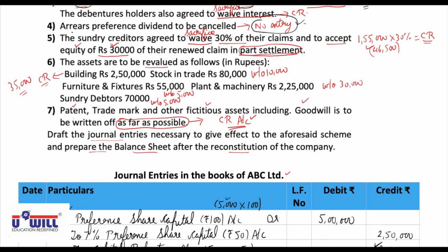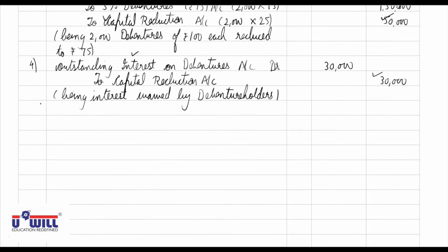Now fifth, the sundry creditors agreed to waive. Waive means sacrifice 30% of their claims. 1,55,000 are sundry creditors. 30%, 46,500 they sacrifice, which will be transferred to capital reduction. And to accept equity of rupees 30,000 in the renewed claim in part settlement. Part settlement means right now 46,500 plus 30,000, only 76,500 is settled.